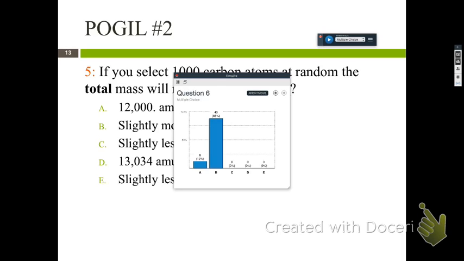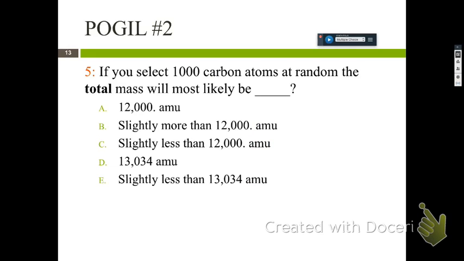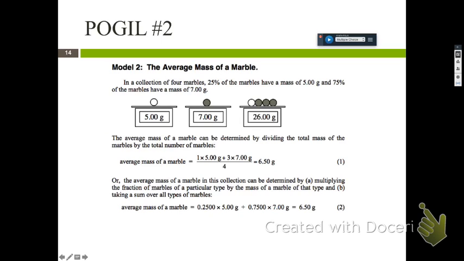So let me select the right answer. We're going to end up with slightly more than 12,000 as the mass of all of those. And that is what Model 2 focuses on. So let's do this. You guys already have some pre-class homework for Wednesday. So why don't you just read through and answer these 2 questions right here. That'll get us up to speed right when we start class on Wednesday.